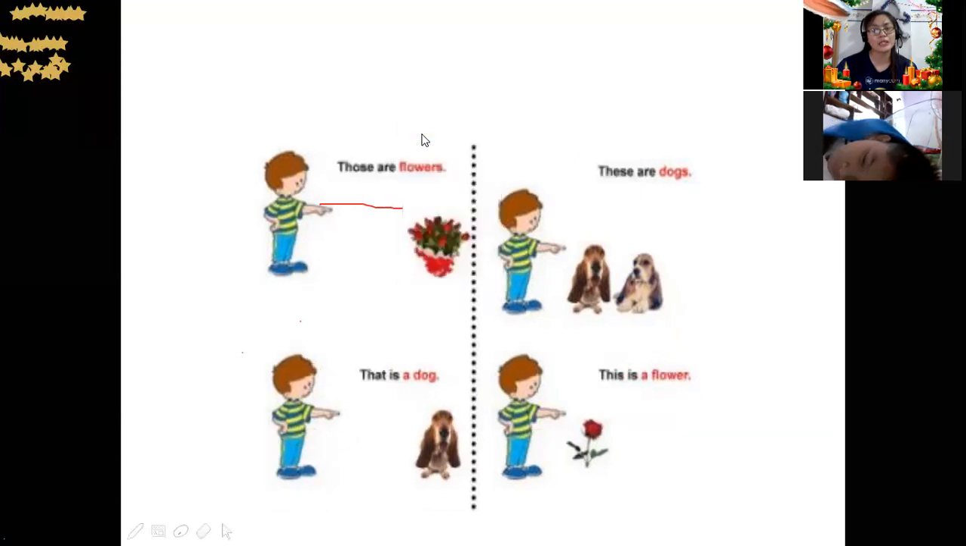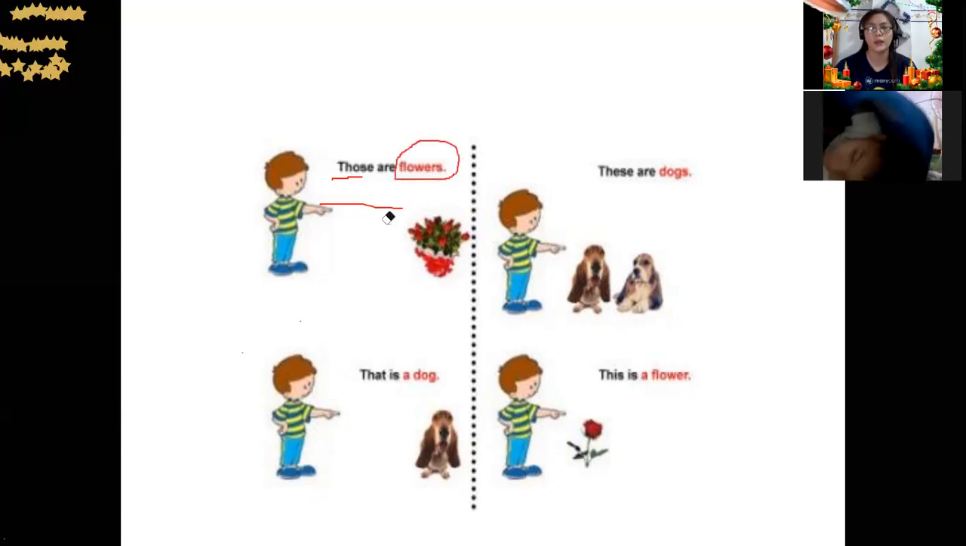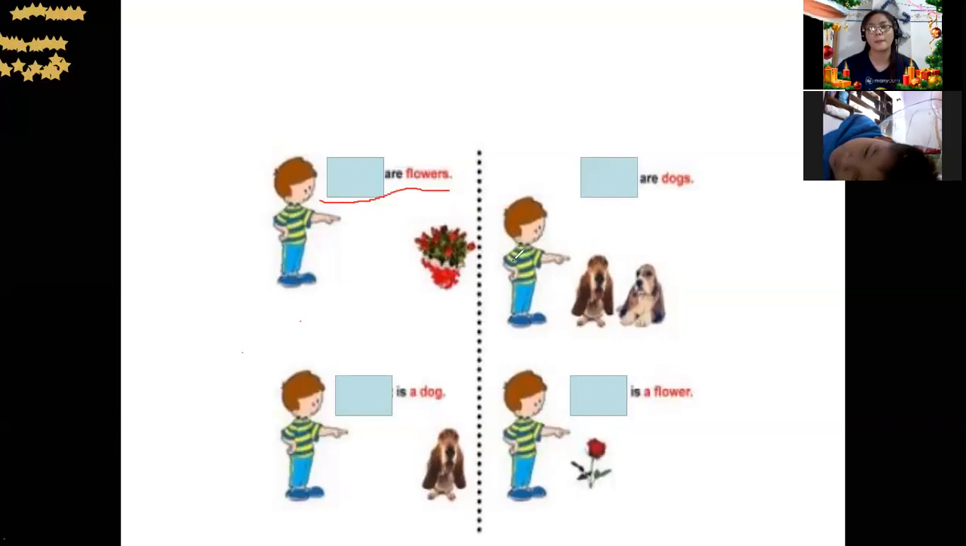Okay, so let's go back to this one. Look at this. Those are flowers. Because this is plural. Okay. Oh, you're not listening. Again? So that. Those. Oh, can you please repeat that? I can't understand you. Those are flowers.